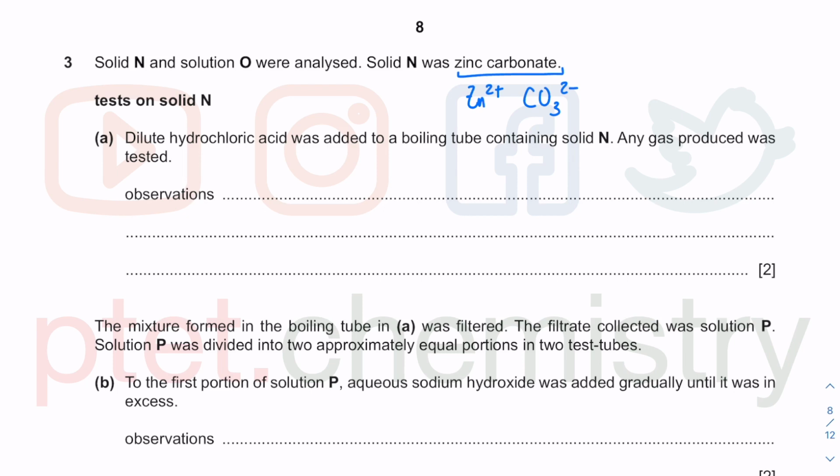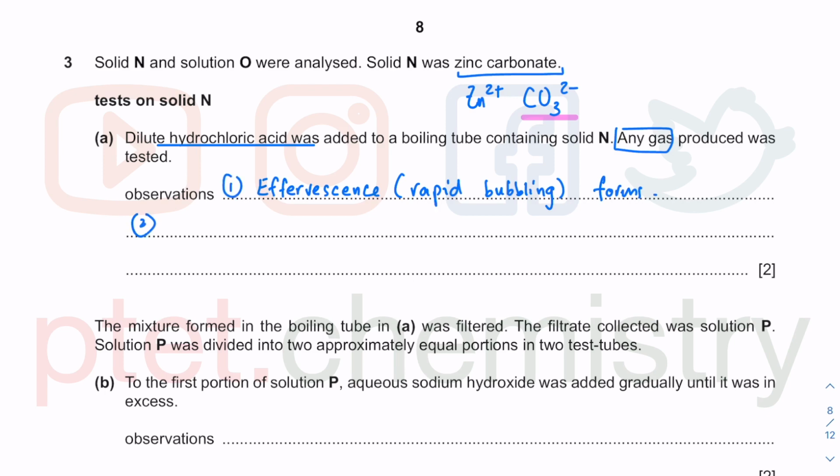So for this test on solid N, we're going to add some dilute acid. Acid is going to react with the carbonate, because the test for carbonate is just by adding dilute acid, and then you will get effervescence. We're going to test for any gas produced as well. So number 1, we will get effervescence. Effervescence basically means rapid bubbling. Rapid bubbling means a lot of bubbles. This indicates gases. So that is your first observation.